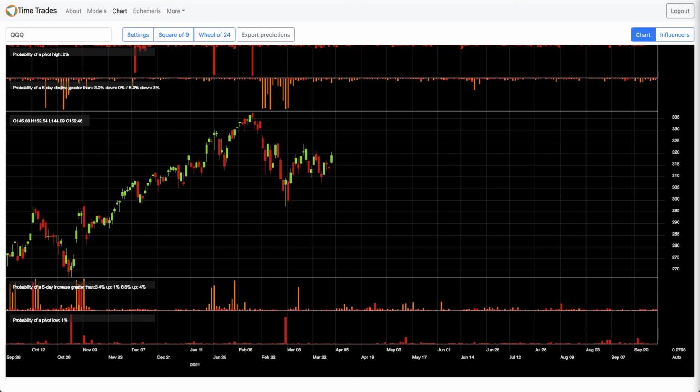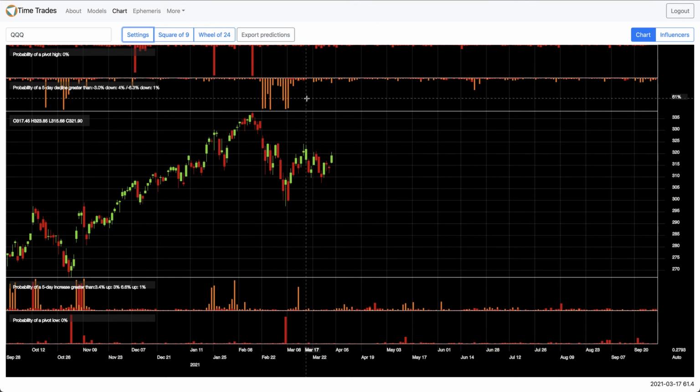In this video, we're going to review the features on the chart page. After logging in for the first time, the default symbol is QQQ. You can see that the chart is divided into 5 separate swim lanes. In the middle here is a standard price chart. In the top swim lane, we see the probability of a pivot high.